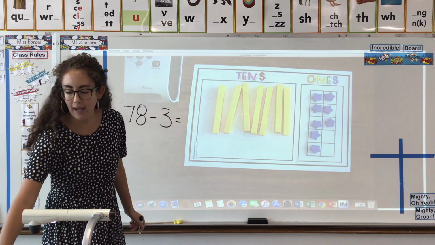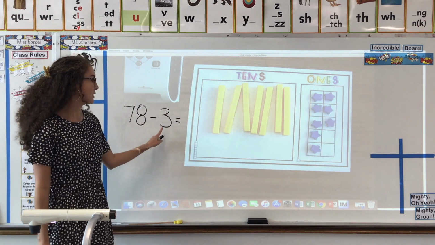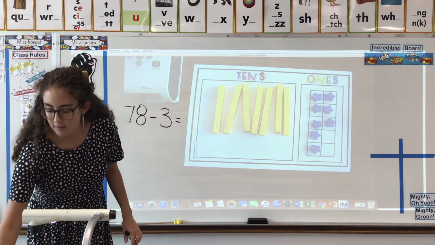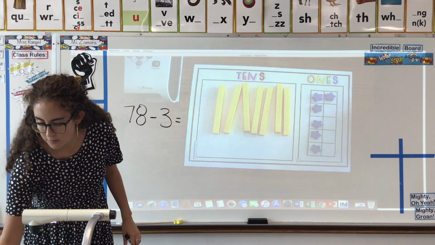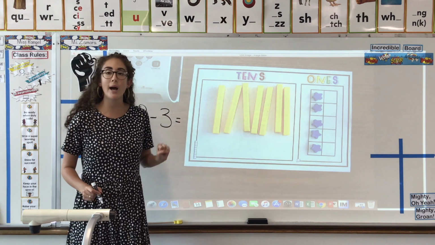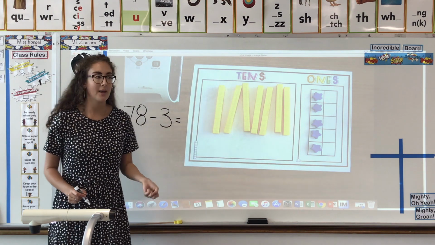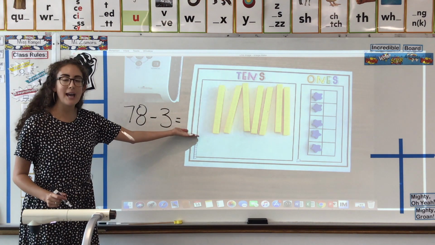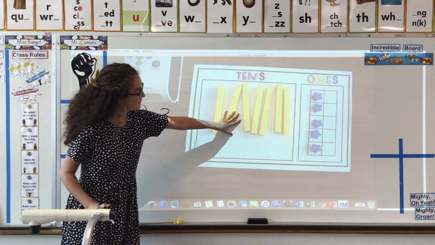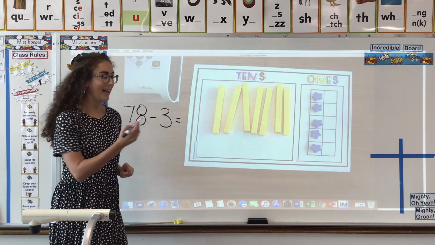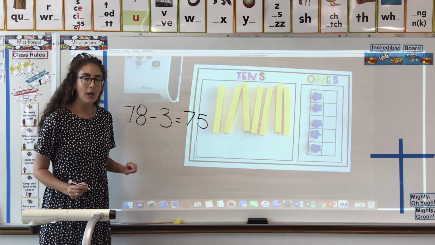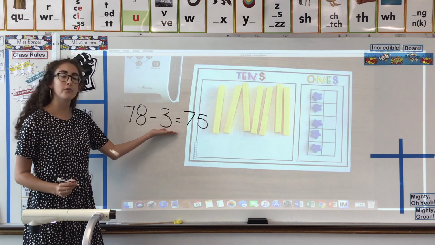We're going to take it away from the ones, since 3 is just 3 ones. So let me do that. 1, 2, 3. I just took away 3 ones from 78. So what number do we have now? What is this equal to? It's 75, because we took away 3 ones.